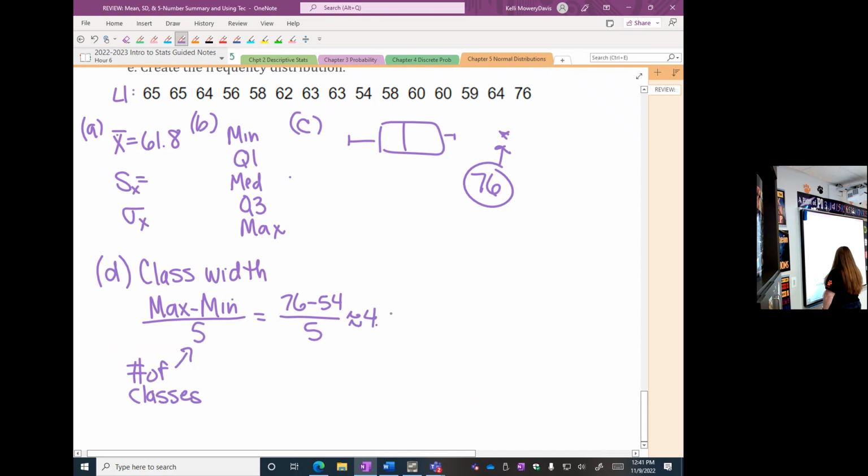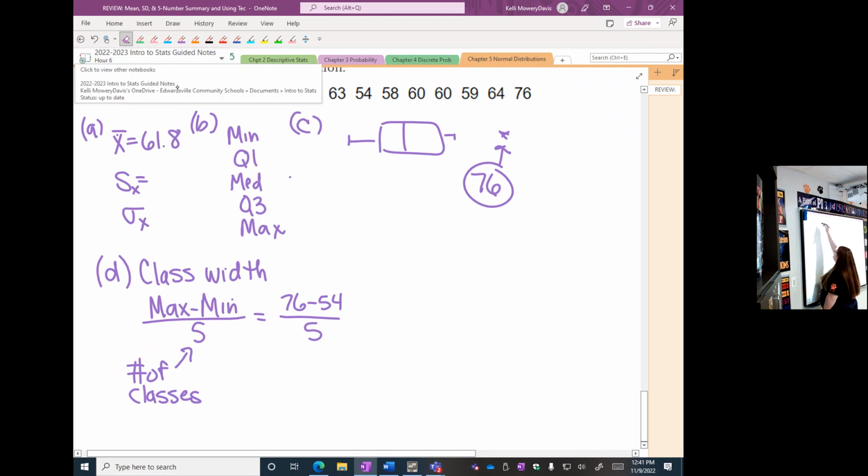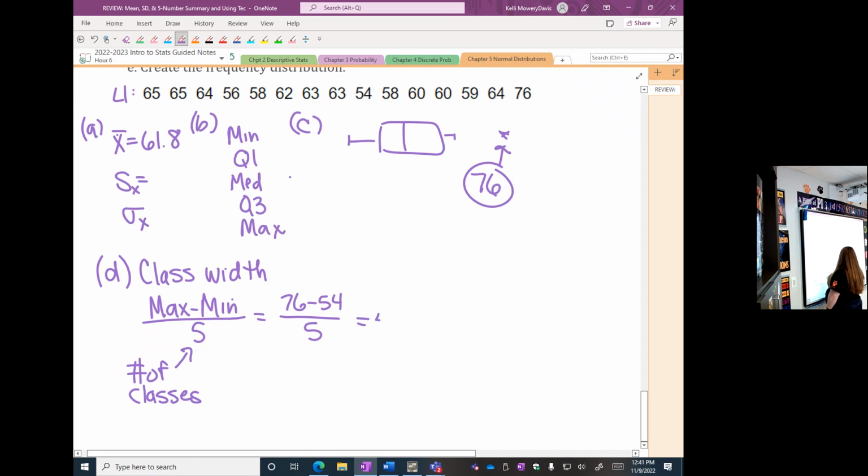So I think we get 4.4. So we're going to round that to 5. That's going to be my class width. Okay? And my minimum is 54. All right, so now we can go do this on our calculators.